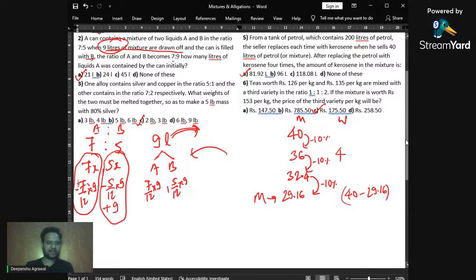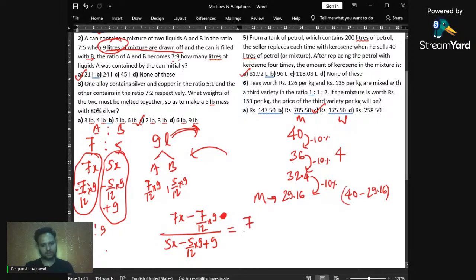And it is given that the ratio became 7 is to 9. So the ratio of these two quantities is actually 7 is to 9. That's what the question is saying. Correct? So we just have to do 7x minus 7 by 12 into 9, divided by 5x minus 5 by 12 into 9 plus 9, is equal to 7 by 9.